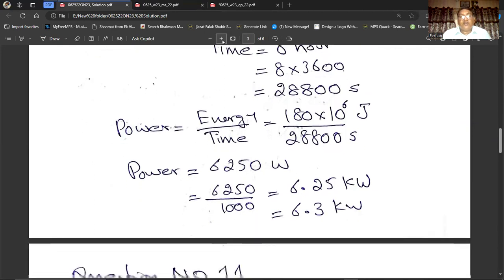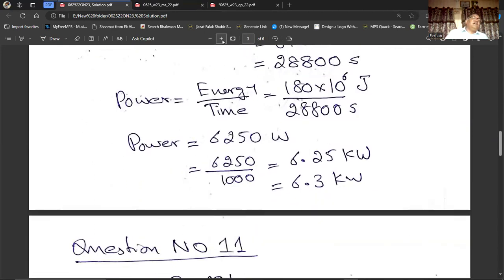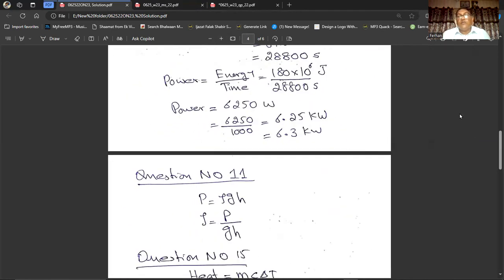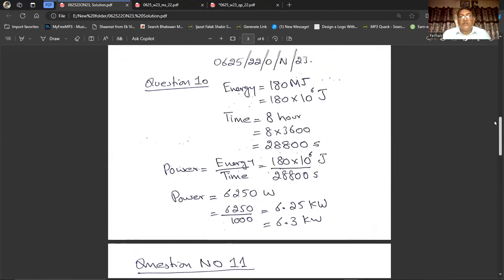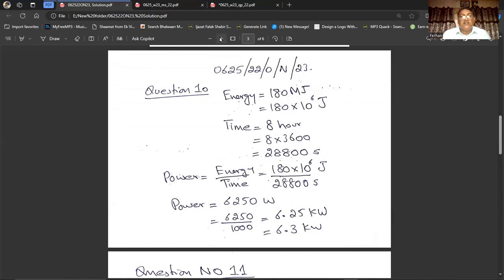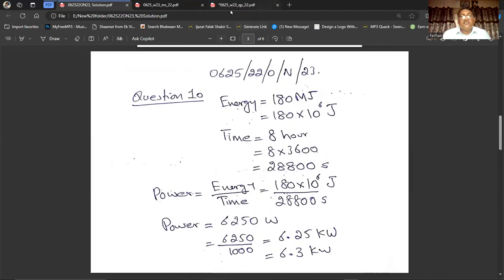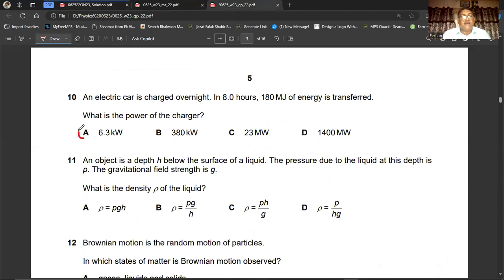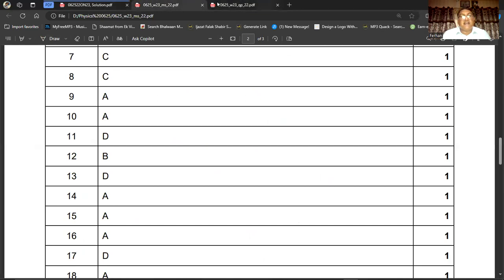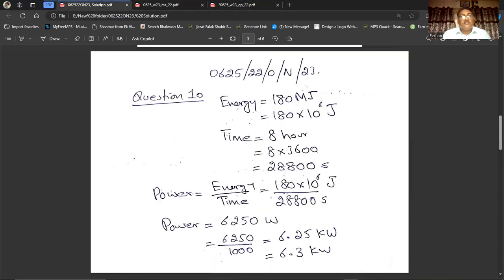6,250 watts. Now, because the answers given there are in kilowatts, I will divide the watts by 1000, and it will be converted into kilowatts. So it will be 6.25, which is approximately 6.3 kilowatts. So I think A is the answer. Let's check question number 10. A is the right answer, sir. So this is how it is solved. Hopefully you understand.